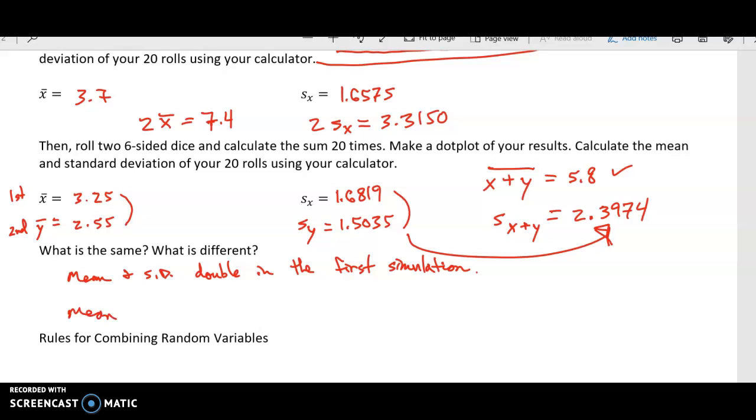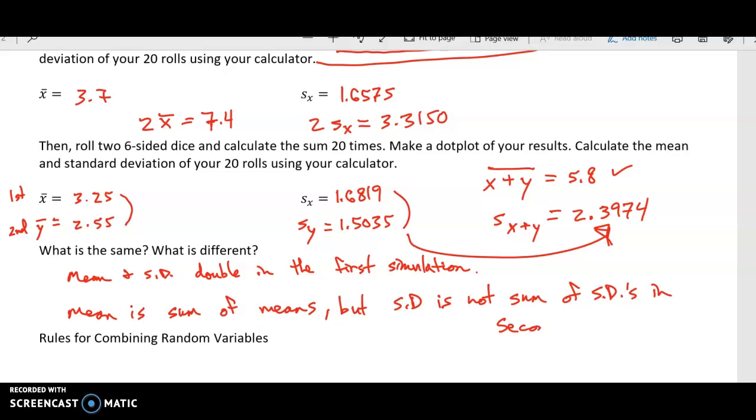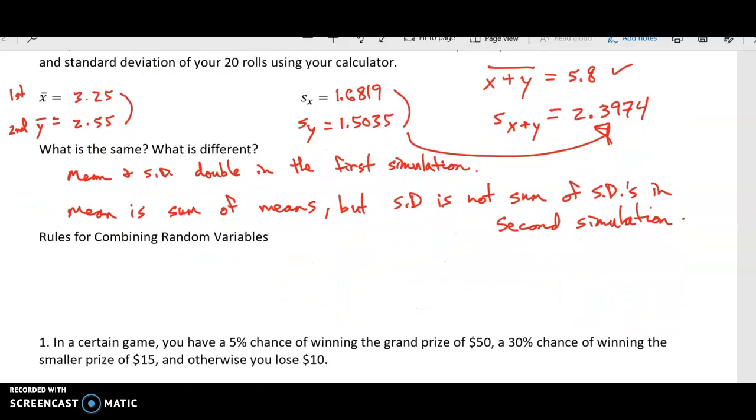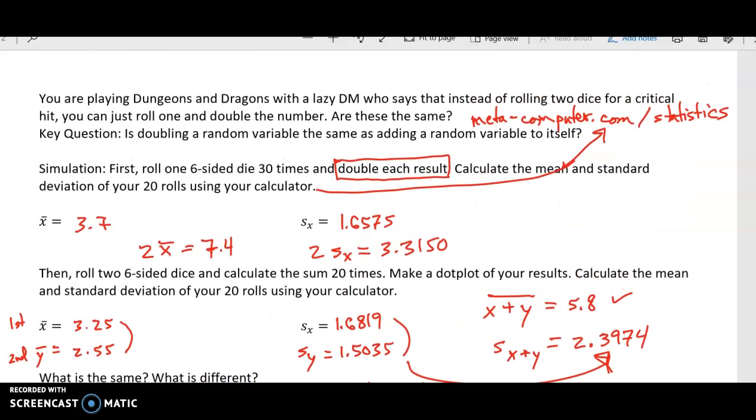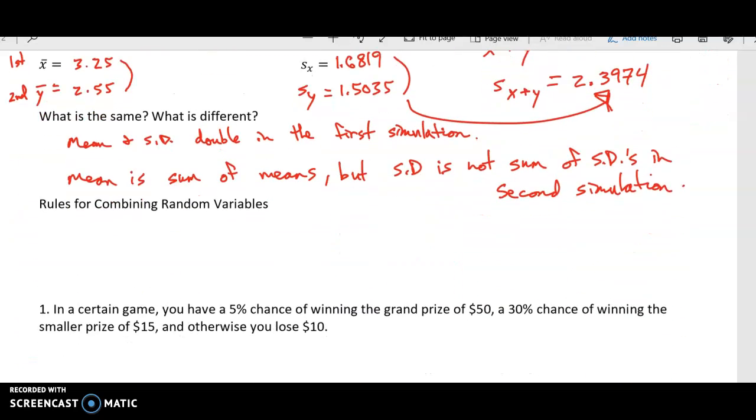And then the mean is the sum of means, but the standard deviation is not the sum of the standard deviations in the second simulation. So there are rules for combining random variables, and that's what we're kind of dancing around, right? The answer is no, not exactly. The rules for this are as follows.